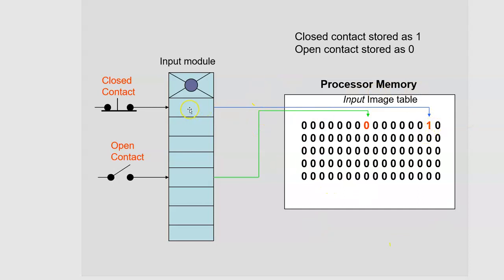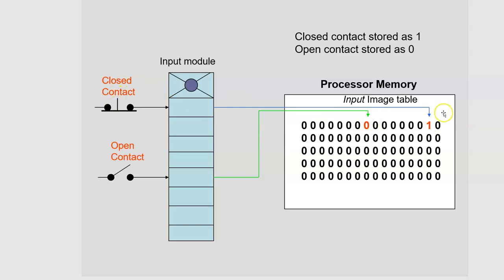Well, each one of these screw terminals maps directly to a position in the input image table. And so I have this blue arrow coming over here pointing to that bit right there. What that's trying to indicate is that the screw terminal this wire is connected to is mapped to this bit position in the software in the input image table. And since this switch is closed, there's going to be a 1 there indicating the switch is closed. Notice that the contact here is open, so if I follow this line over here, this screw terminal is mapped directly to this bit position in the input image table. And since this switch is open, there's a 0 there.